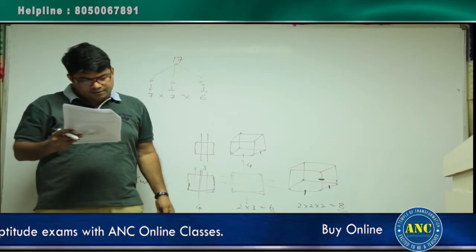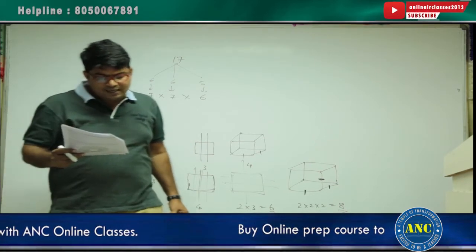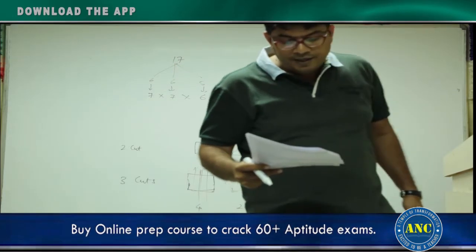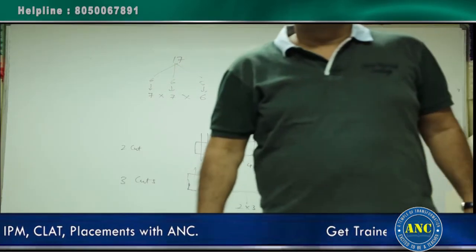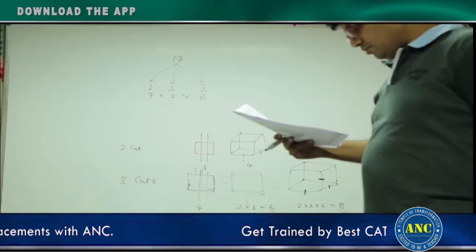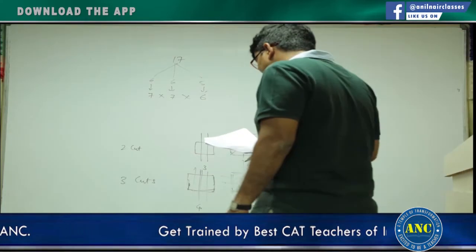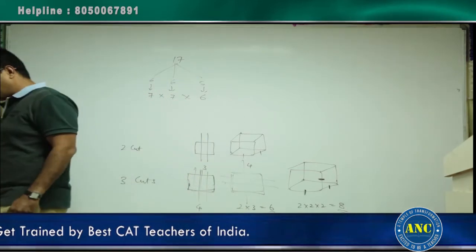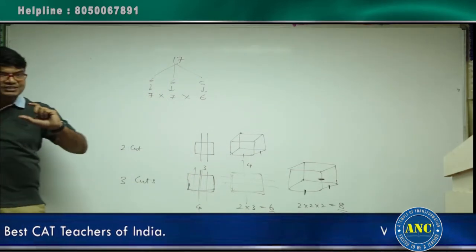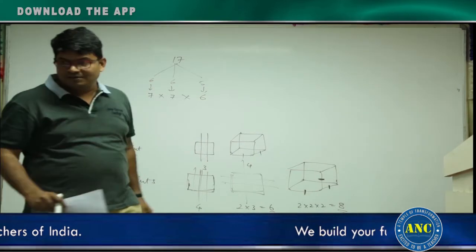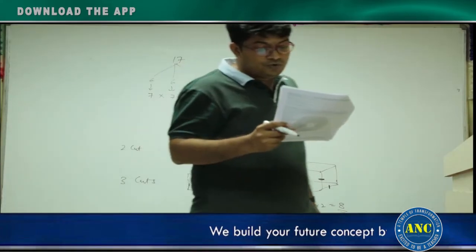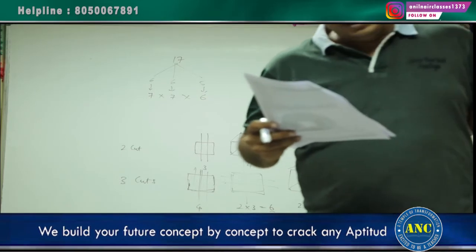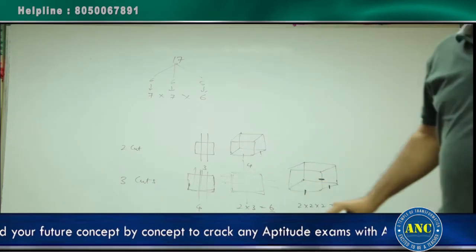Okay? Good. What is the least number of cuts required to cut a cube into 100 identical pieces? Now, the question has been reversed. Now he's telling you he wants 100 identical cubes. What is the least number of cuts required?